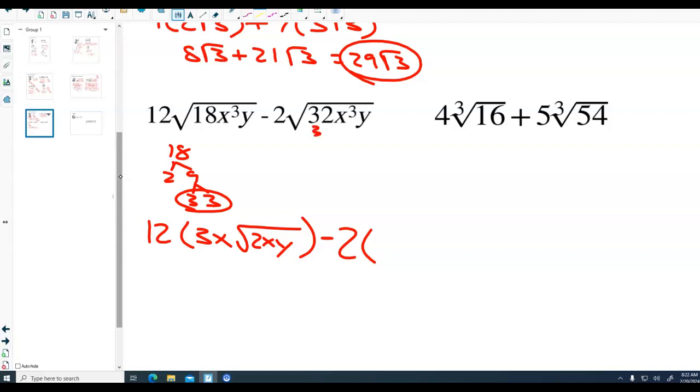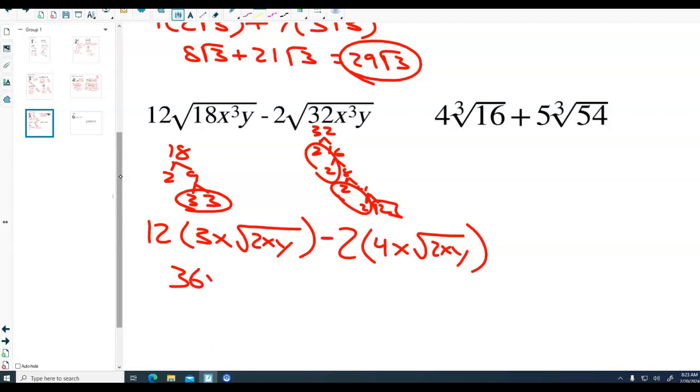All right, 32. 2 and 16. 2 and 8. 2 and 4. 2 and 2. Pair of 2's with a 2 left over. So that's 4 root 2. X cubed becomes x root x. So this is 4x on the outside, and in the radical is 2xy.